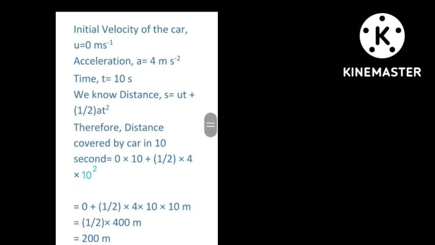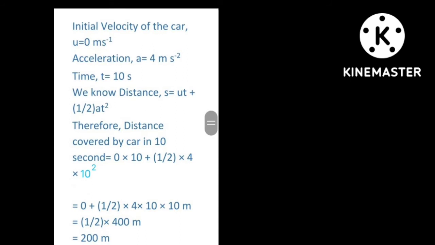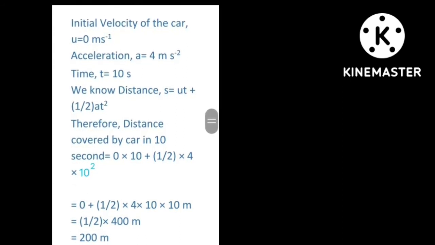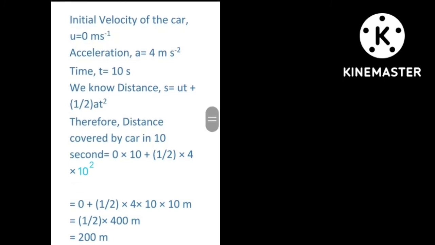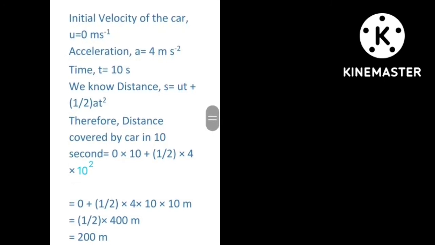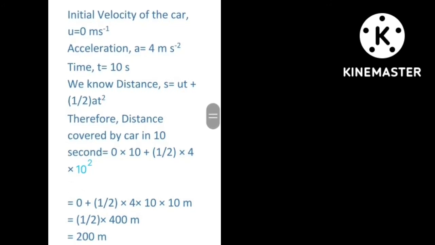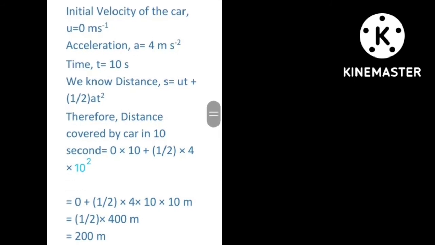Here the initial velocity u equal to 0 meter per second, acceleration a equal to 4 meter per second square, time t equal to 10 seconds. Now we have to calculate the distance. So which equation can we use here? Because it has already told that it is a uniform acceleration, we can use the equations of motion, right?